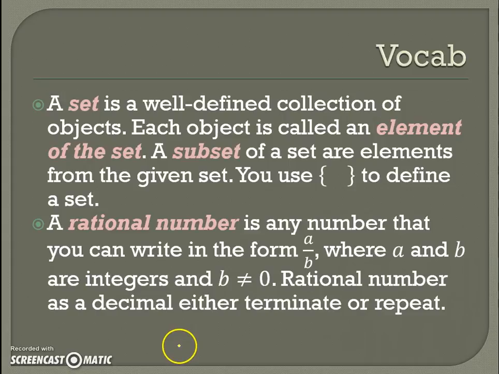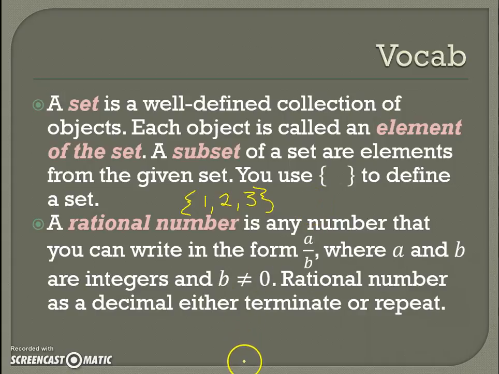A set is a well-defined collection of objects. Each object is called an element of a set. So if you have a set of 1, 2, and 3, a very small set, that is my set. It's a well-defined collection, and each one of these things is called an element. So 1 is an element, 2 is an element, 3 is an element. A subset of a set are elements from the given set. So I could say a subset of 1, 2, and 3 would be just 2 and 3. That is what a subset is.